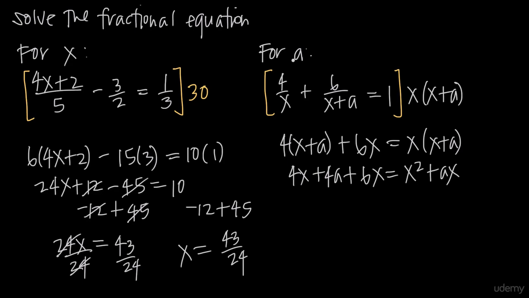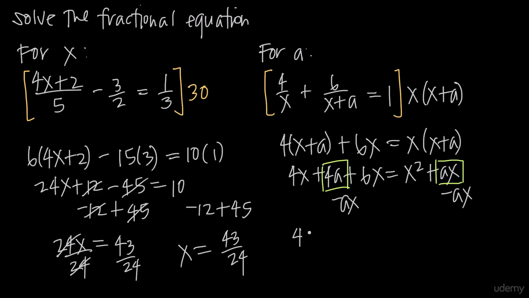Now keep in mind here that we've been asked to solve for the variable a, which means that we need to get all the terms that involve a by themselves on one side of the equation. So the only terms involving a are this positive 4a here and the positive ax over here. So what we want to do is subtract ax from both sides.